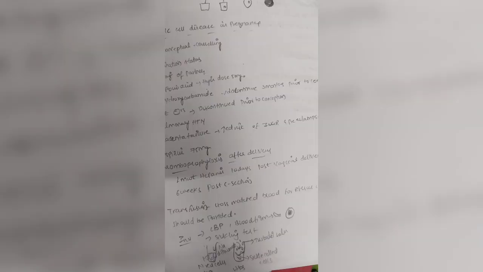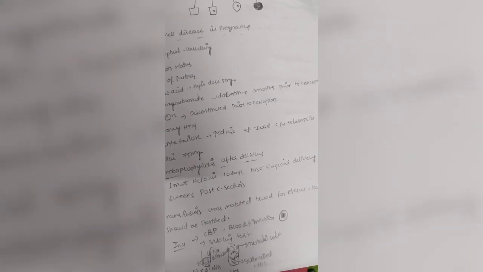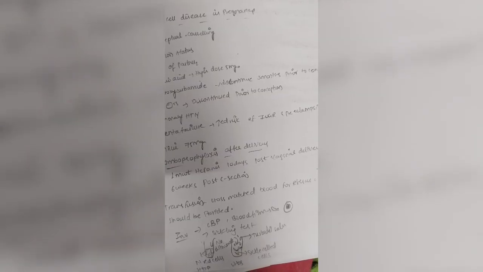In investigation, CBP blood film, you will see target cells and sickle cells. You should do a sickling test also. For the sickling test, you take the RBCs and add sodium dithionite. If the RBCs are sickled cells, then the solution will get turbid. You will see some bubbles coming from the solution after about 1 hour of settling of the RBCs, right? You will do electrophoresis to see whether HbS predominance is there or not.